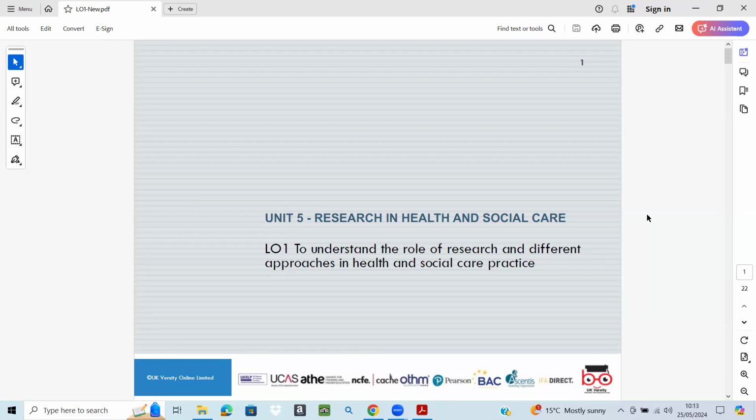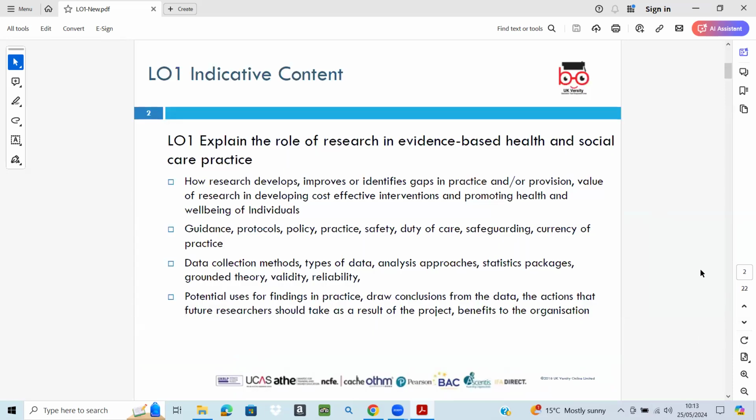As we continue through this unit, we will explore more detailed examples and we will engage in activities to strengthen our understanding and application of research in this field. So this is the overall discussion about this unit 5 and the learning outcome number 1. I will move to the next slide.